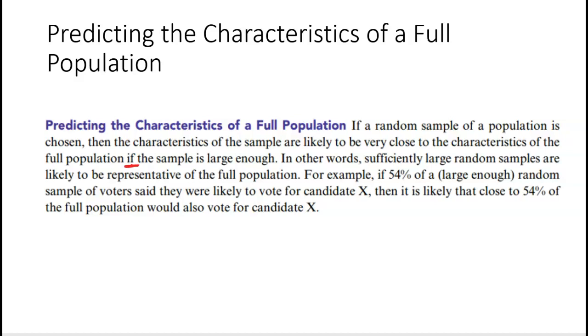If we go back to that cornfield, if I only pick 3 out of 1 million corn, it's not going to be enough. But let's say I have maybe 600,000, right? Corn of the million. That is 60%. That might be enough. So for example, if 54% of a large enough random sample of voters said they were likely to vote for candidate X, then it is likely that close to 50% of the full population will also vote for candidate X.